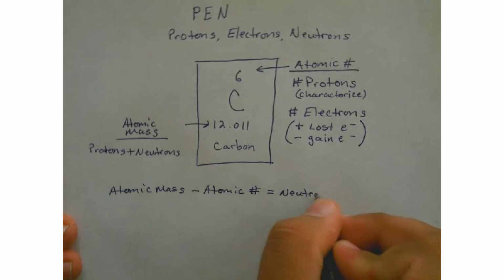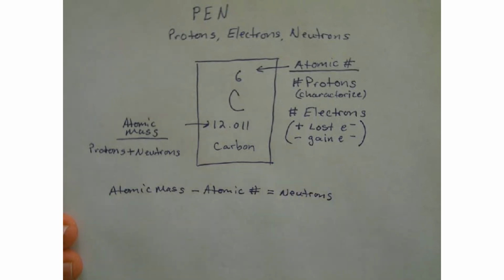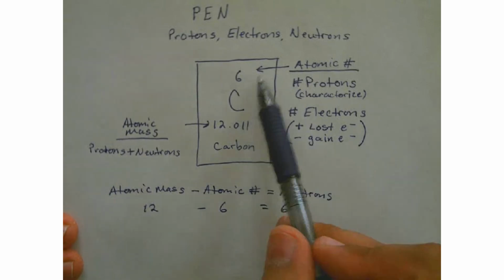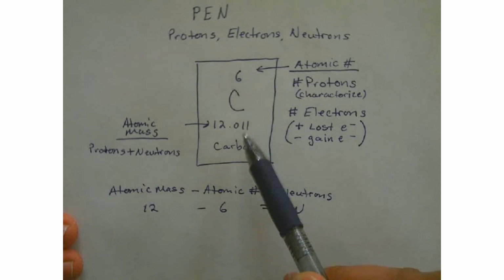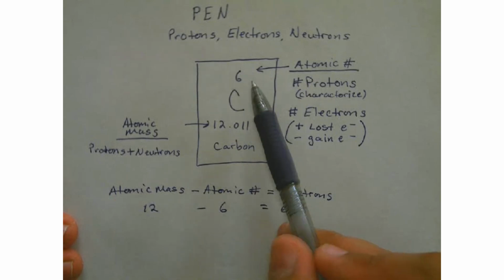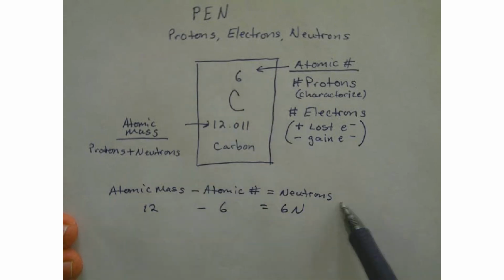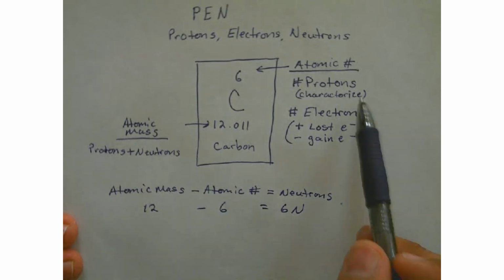Okay? So let's do that real quick. Well, what's my atomic mass? 12. What's my atomic number? 6. Well, 12 minus 6 is 6 neutrons. That simple. Okay? Go this minus that number. This minus that number gives you neutrons. Really simple.